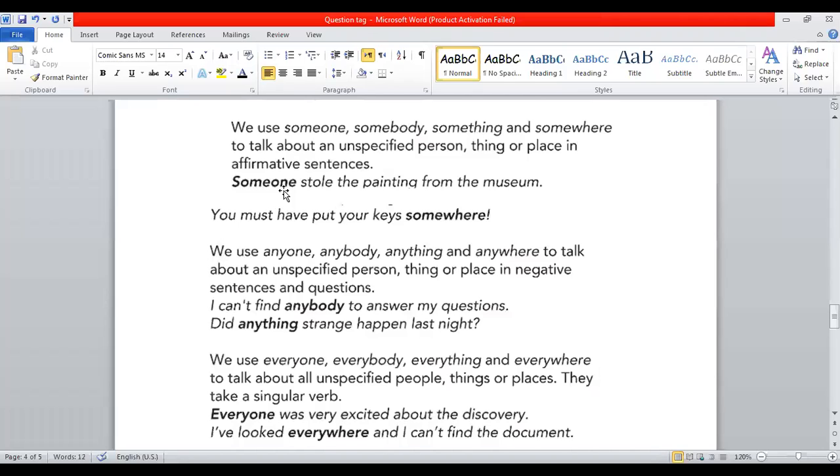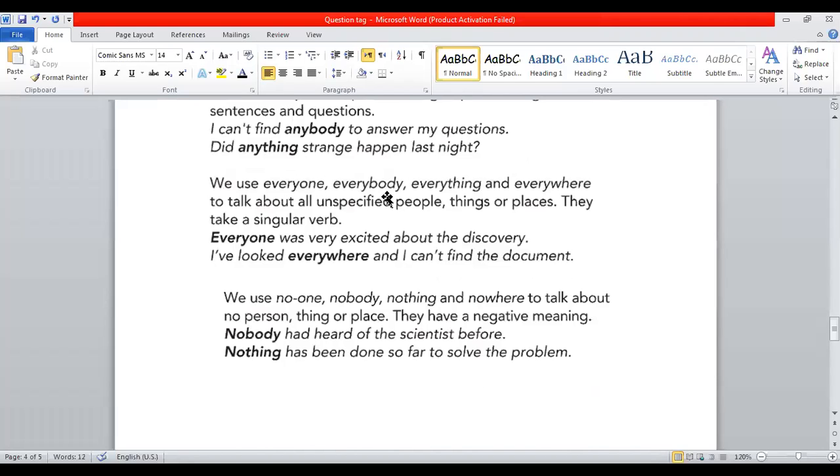Another type is everyone, everybody, everything, and everywhere. We can use them to talk about all unspecified people, things or places, and they take a singular verb. Pay attention because they take a singular verb. I'm talking about everyone, everybody, everything, and everywhere. Like this example, everyone was very excited about the discovery.